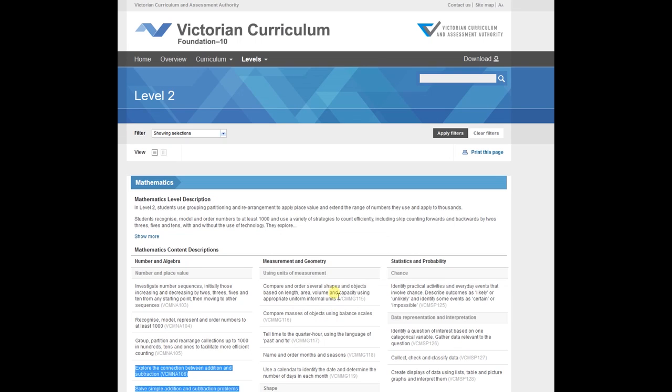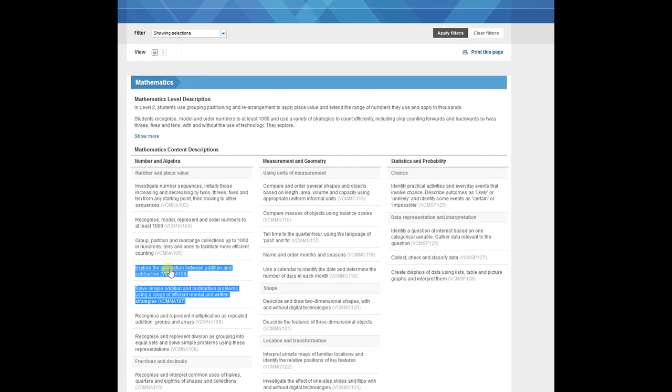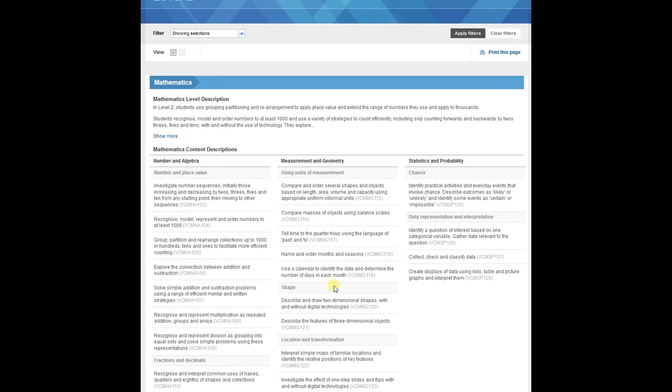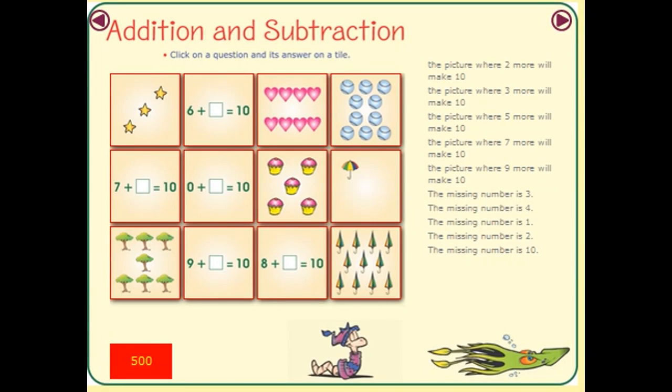Now we'll begin talking about why I think Maths Builder is a great resource. Just looking at the Victorian curriculum for mathematics for level 2, part of the content is explore the connection between addition and subtraction and solve simple addition and subtraction problems using a range of efficient mental and written strategies. Now Maths Builder really does do a good job at teaching students these types of strategies, but it's using ICT rather than written strategies, which then introduces them to a more interesting way of learning mathematics.